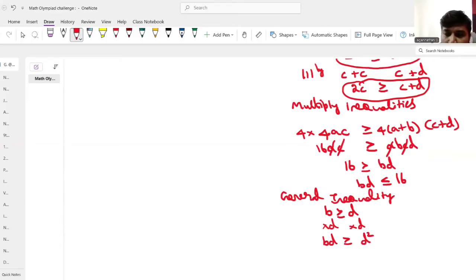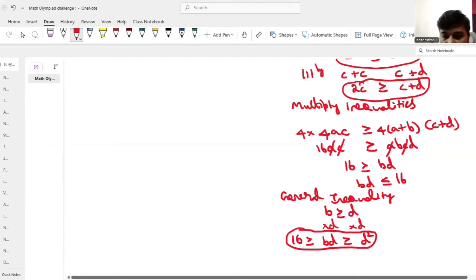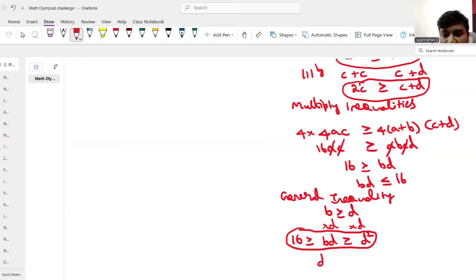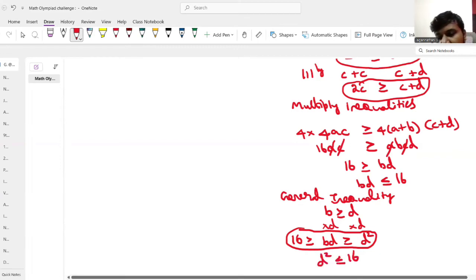But I also know 16 is greater than or equal to bd. So I will insert that also here. Throughout this inequality, you can understand this form. Together, I can understand that 16 is greater than or equal to bd, bd is greater than or equal to d square. So in reverse, you can understand d square is less than or equal to 16.